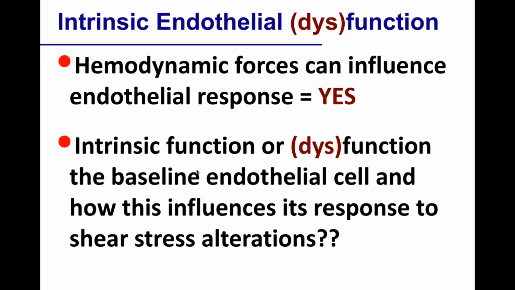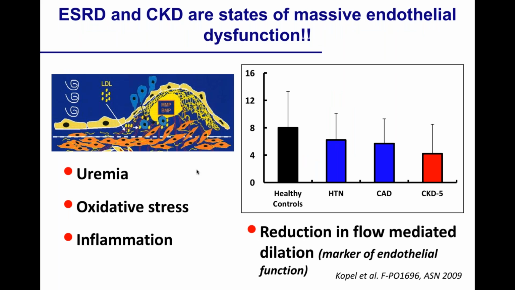So at this point, I'm going to shift gears a little bit. Everything I've told you about till now is all about how hemodynamic forces can influence the endothelial response. But what about the intrinsic function, or really dysfunction, of the baseline endothelial cell, and how does this influence its response to shear stress alterations? The reason that this is important is that all of us know that both chronic kidney disease and end-stage renal disease are in fact states of massive endothelial dysfunction as a result of uremia and oxidative stress and inflammation.